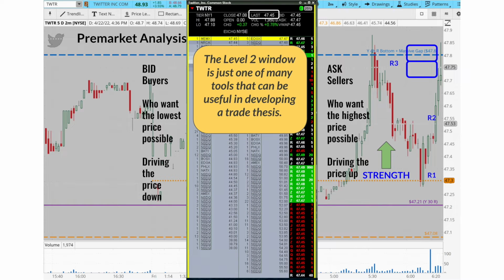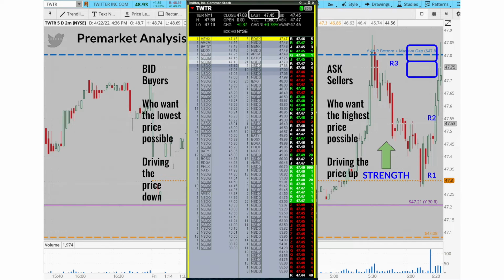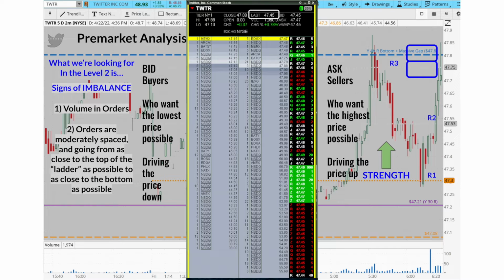And again, just remember that the level 2 is just one of many tools that you'll use to develop your trade thesis. All right, so what we're looking for in level 2 is signs of imbalance, right? And we're looking at two different aspects. One, volume in orders, and two, orders that are moderately spaced and going from as close to the top of the ladder as possible to as close to the bottom as possible. So I'll show you what I mean by that.